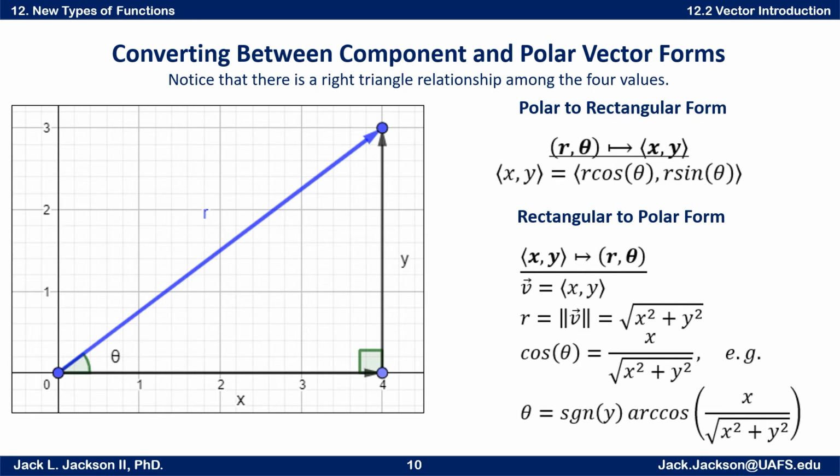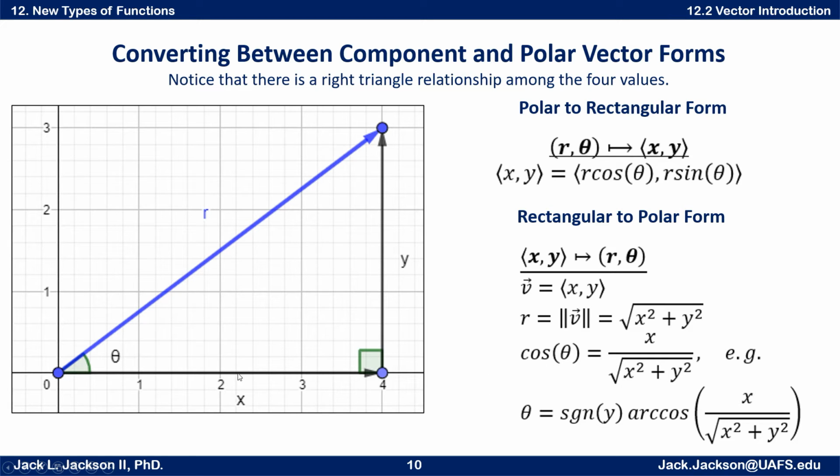If we're going the other direction, from rectangular to polar, with the vector V equal to the vector x, y, then r, or the norm of V, is the square root of x squared plus y squared. Well, how do we get that? It's just the Pythagorean theorem, right? R squared is x squared plus y squared. And solving for r, or the norm of V, that length, it's the square root of x squared plus y squared.